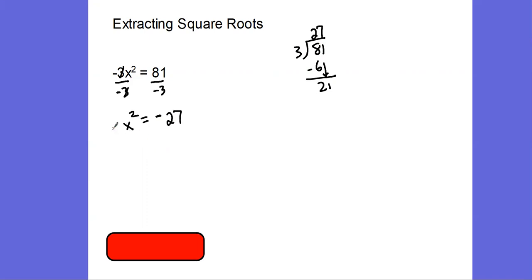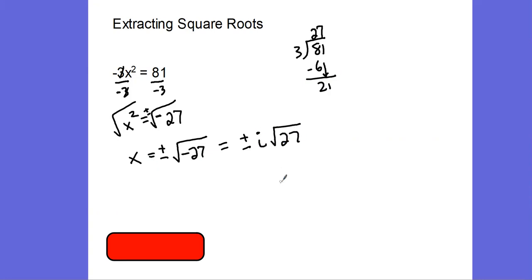From here, I want to take the square root of both sides. And remember, anytime I square root both sides, I want to make sure that I include this plus or minus here. So x is going to be equal to plus or minus the square root of negative 27. From here, anytime I take the square root of a negative, I know that's just going to be an i out front. So this is plus or minus i root 27.